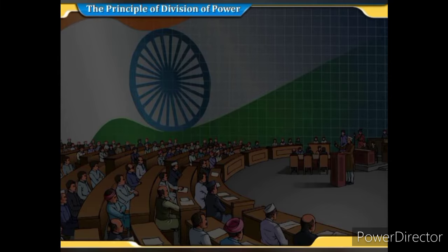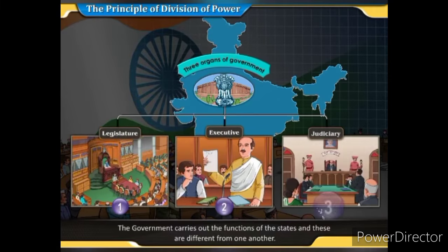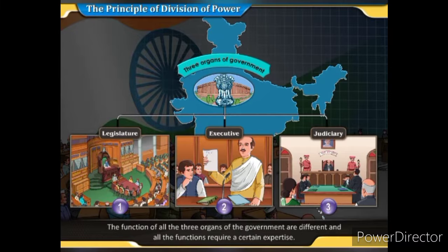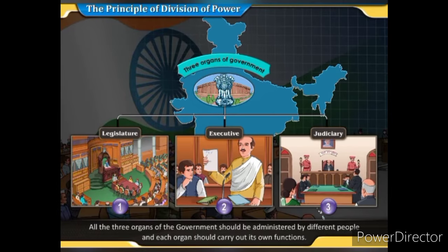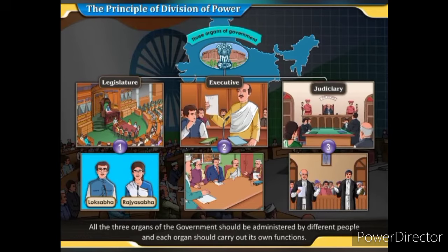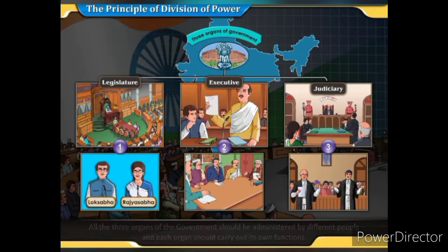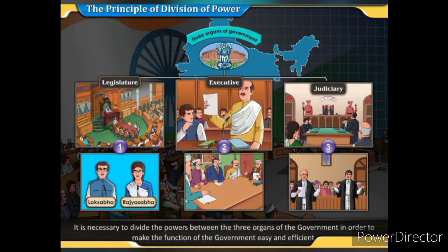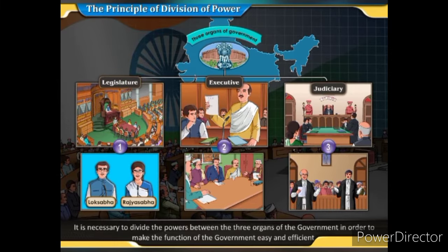The principle of division of power. The government carries out the functions of the state, and these are different from one another. The functions of all the three organs of the government are different, and all the functions require a certain expertise. All the three organs of the government should be administered by different people, and each organ should carry out its own functions. By division of powers, misuse can be avoided. It is necessary to divide the powers between the three organs of the government in order to make the functioning of the government easy and efficient.